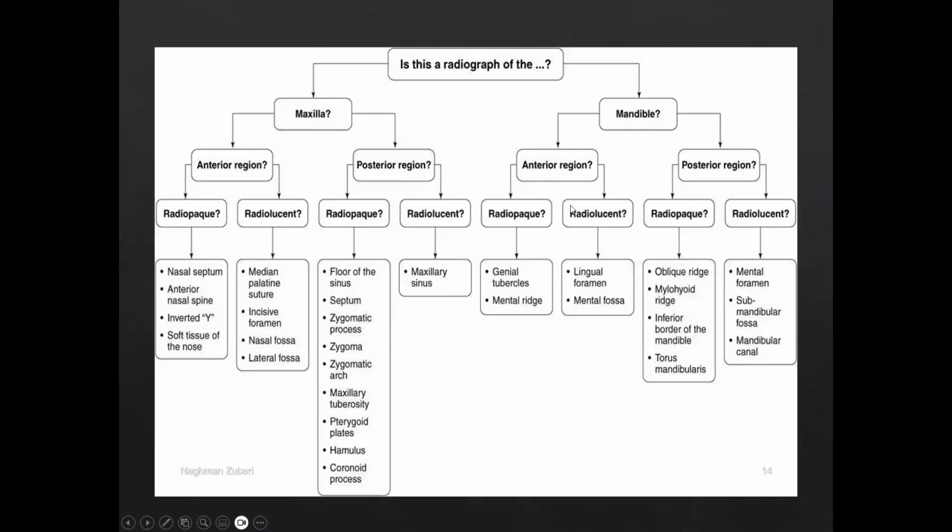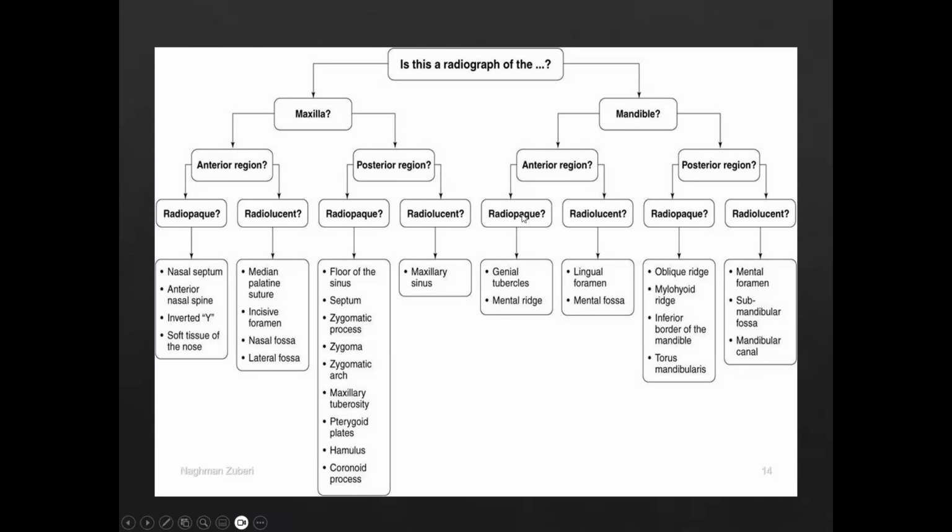So how are we going to identify a radiograph if it is given to you, whether it is of maxilla or mandible, coming from the anterior region or from the posterior region, looking at certain radiopaque and radiolucent features. In the anterior region, the radiopaque features will be nasal septum, anterior nasal spine, the inverted Y, soft tissue of the nose, and radiolucent will be median palatine suture, the incisive foramen, nasal fossa, and lateral fossa. Whereas on the posterior region, the radiopaque will be floor of the sinus, septum, zygomatic process, zygoma, zygomatic arch, maxillary tuberosity, then pterygoid plates and hamulus, as well as the coronoid process of mandible. The radiolucent feature will be maxillary sinus.